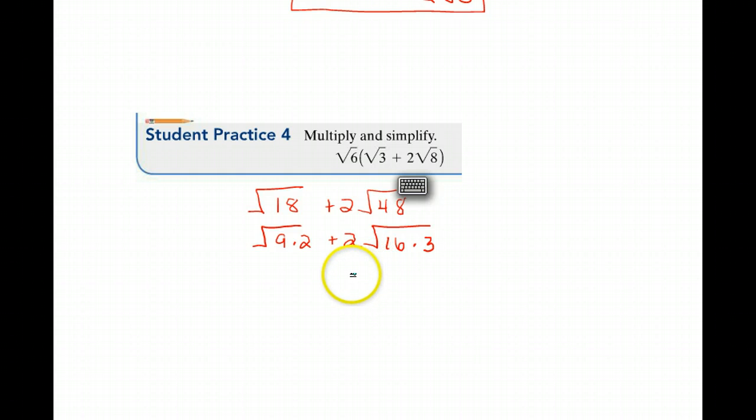And now we're ready to evaluate those perfect squares. The square root of 9 is 3, so we bump that out front and leave the 2 inside the radical. The square root of 16 is 4, so that bumps out front and multiplies by that 2. So 2 times 4 makes 8. The 3 stays underneath the radical. And this is our final answer.